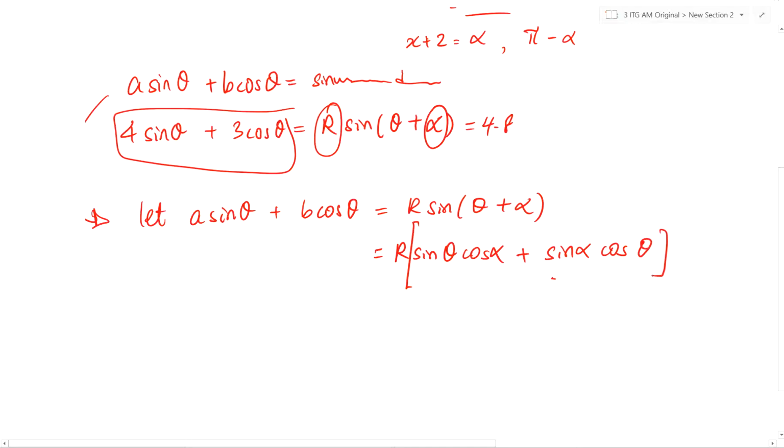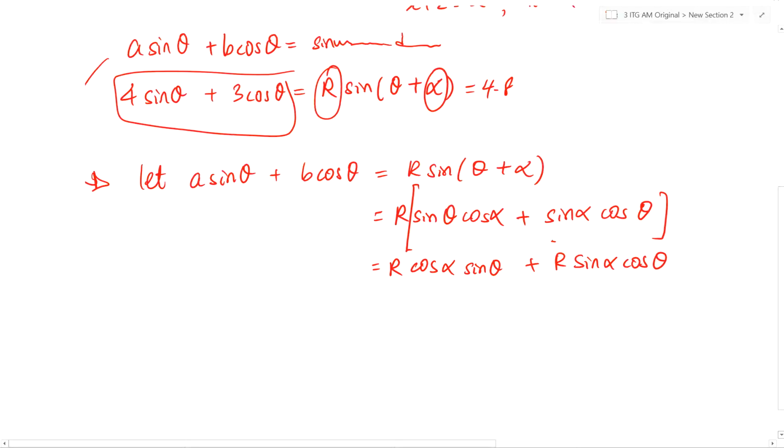Okay, all cool with this? Okay, then I can expand. I multiply r into all of them: r cosine alpha sine theta plus r sine alpha cosine theta. Why do I want to arrange it like this? It looks neater.